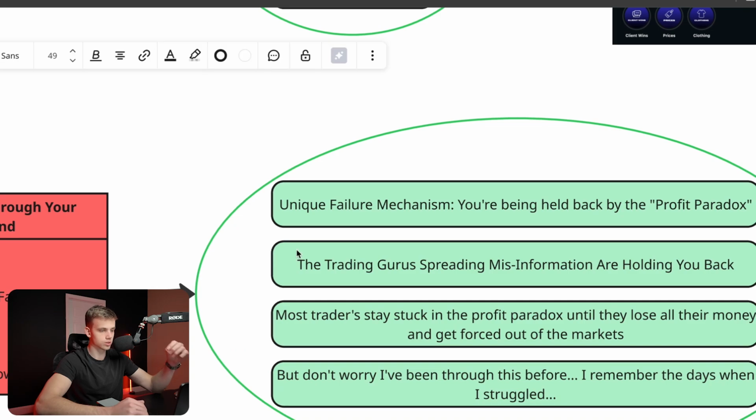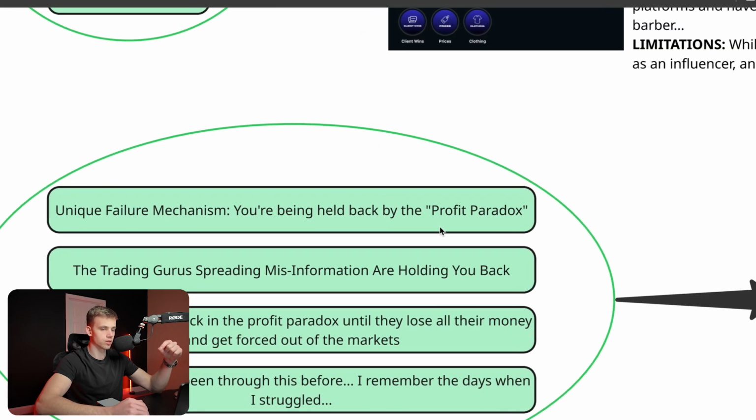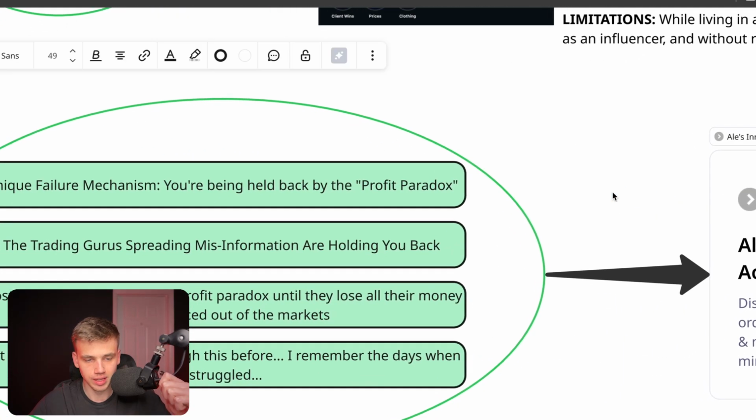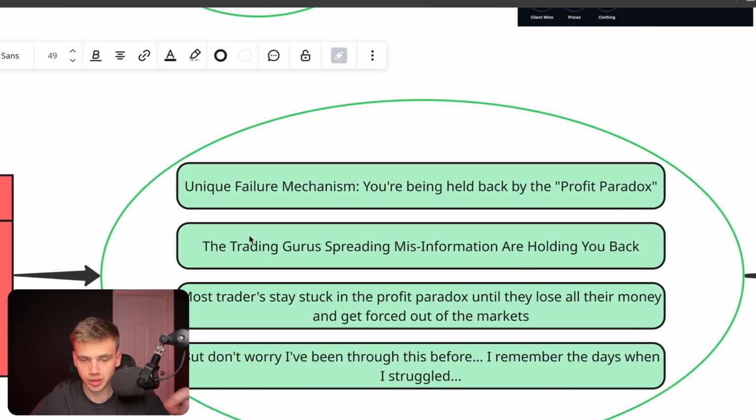Right? And the way we answer all of these questions step by step is, the first question is answered with a unique failure mechanism. So you're being held back by, for example, the profit paradox. That's what we used in the trading VSL. And by the way, I'm going to show you this VSL because it helped this creator, who was at 1,000 followers at the time, make $40,000 per month.